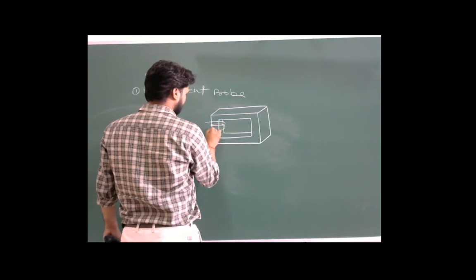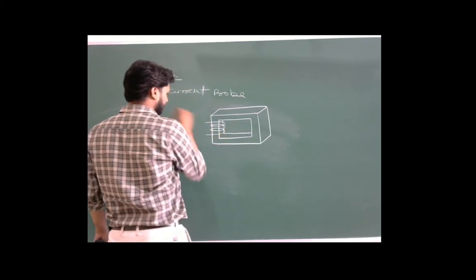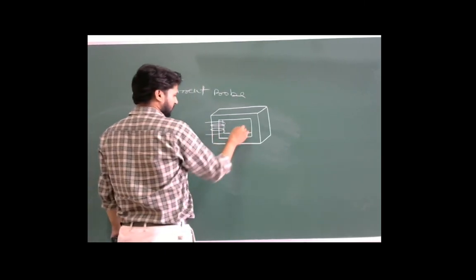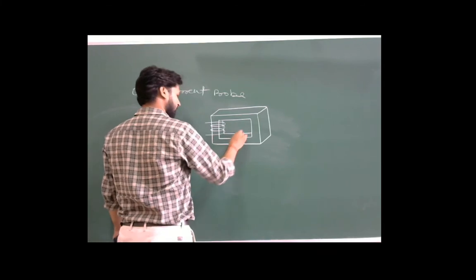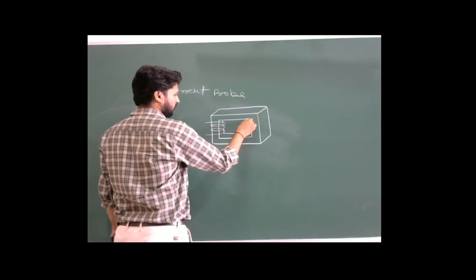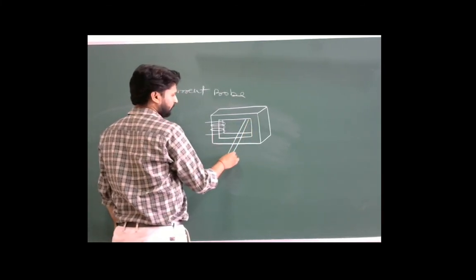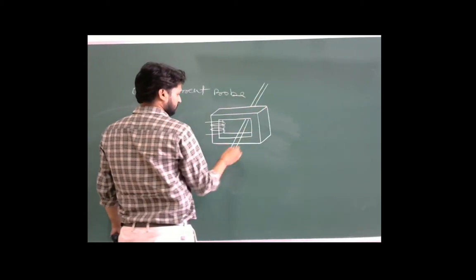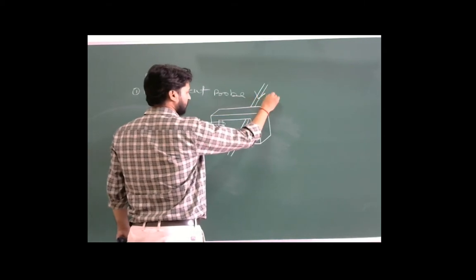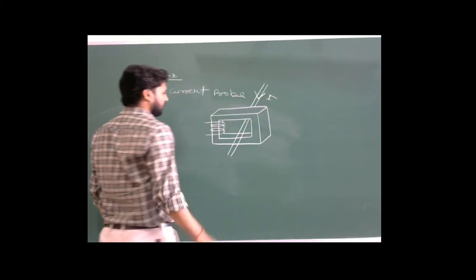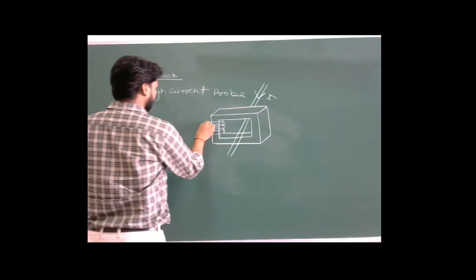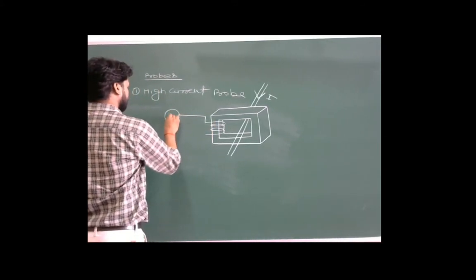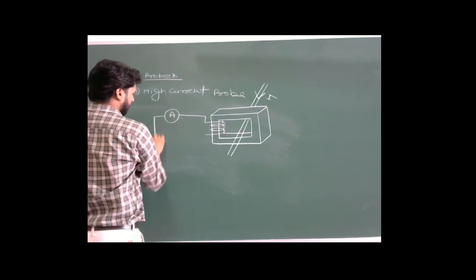Suppose the secondary winding is here, and the current which has to be measured is passed through this core. Suppose the current is I. This current will induce some voltage here, and this voltage is then applied to the ammeter circuit.